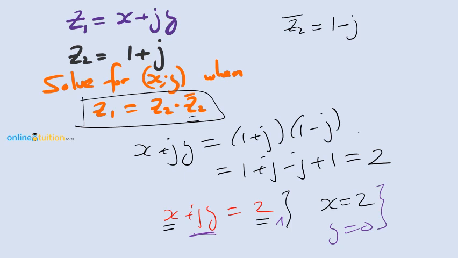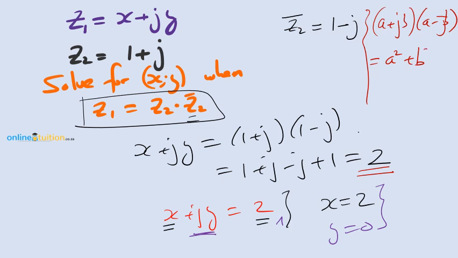Now some of you are still wondering what just happened here. Well, let's cast your mind back a little bit. What is a plus jb times a minus jb? Now be careful. We know it's a difference of two squares, but it's complex. So it turns out this is a squared plus b squared. It's a real number. Please check that.